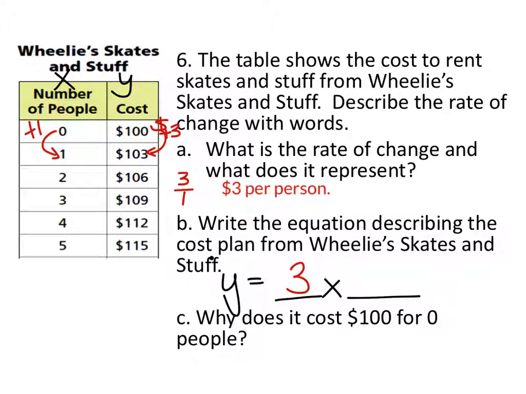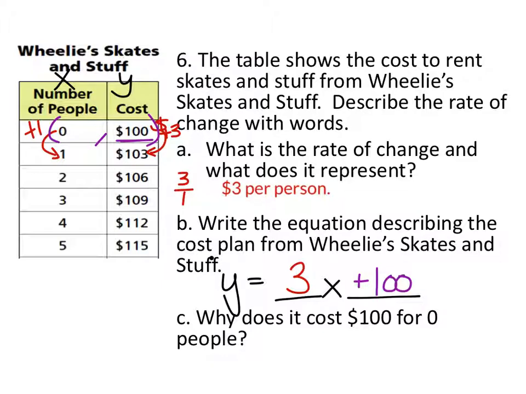Yeah, this one shows the 100 right there for 0 people. So it didn't say why that $100 is there, some kind of fee or whatever. Admission, maybe it's admission, something like that. That's the only thing that fits, so we'll say plus 100 for the starting value, okay? So the cost, well, we could say it starts at $100 and then you add $3 for every person. So you just take 3 and multiply it by the number of people you're going to bring to Wheelie Skates and Stuff, and that would tell you the cost.